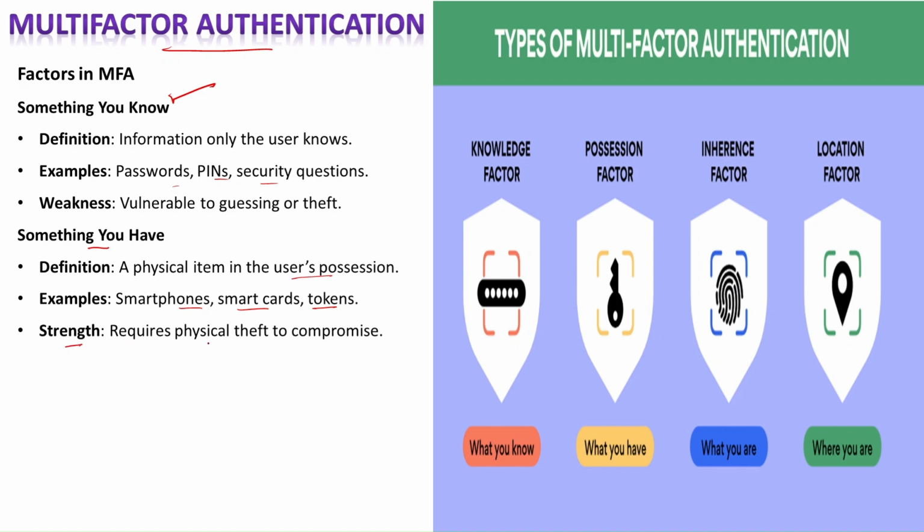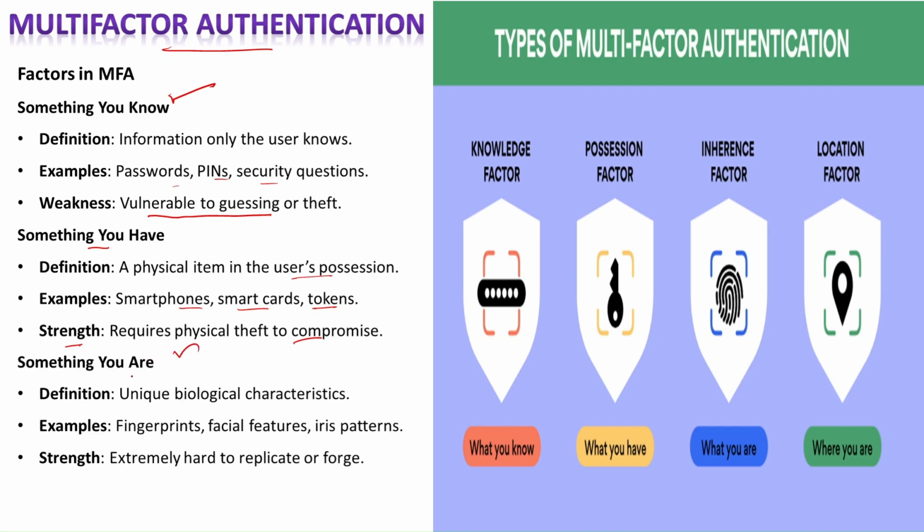Its strength is that it requires physical theft to compromise. Something you know has the weakness of guessing. For example, if someone knows you, they can guess your password from your birthday or your favorite color, car, or movie. While with something you have, for example your smartphone, it must be stolen in order to be used. The third factor is something you are, a unique biological characteristic, for example fingerprints, facial features, or iris patterns, and it is extremely hard to replicate or forge. So you can say that something you are, which consists of biological characteristics, is the strongest of these three.